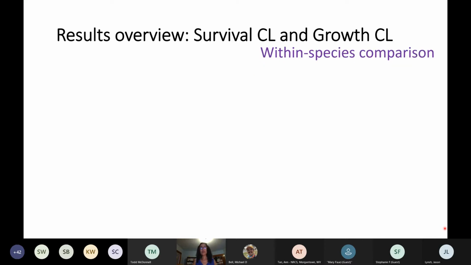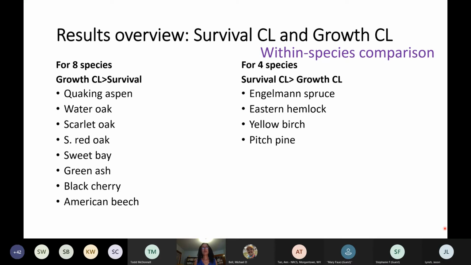So when we looked at the within species comparison, we thought that perhaps there weren't that many species. There are only 12 species for nitrogen where we had survival and growth critical loads for both of them. And when we look at them, we see that the growth critical loads, for the most part, are greater than the survival critical loads. For some species, they're lower, but for most of them, they're higher. And this was also true for the sulfur analysis. In fact, it was more strongly true.